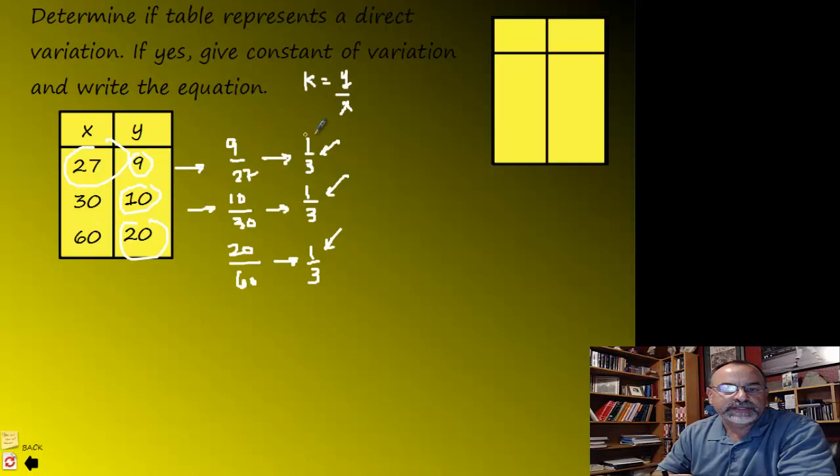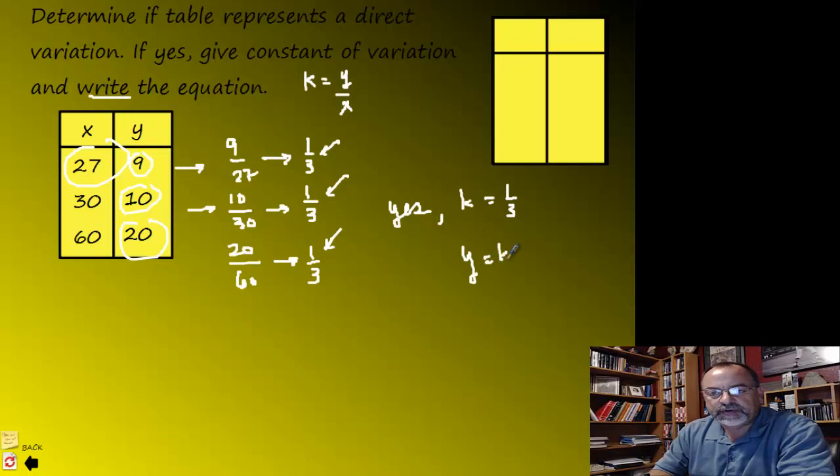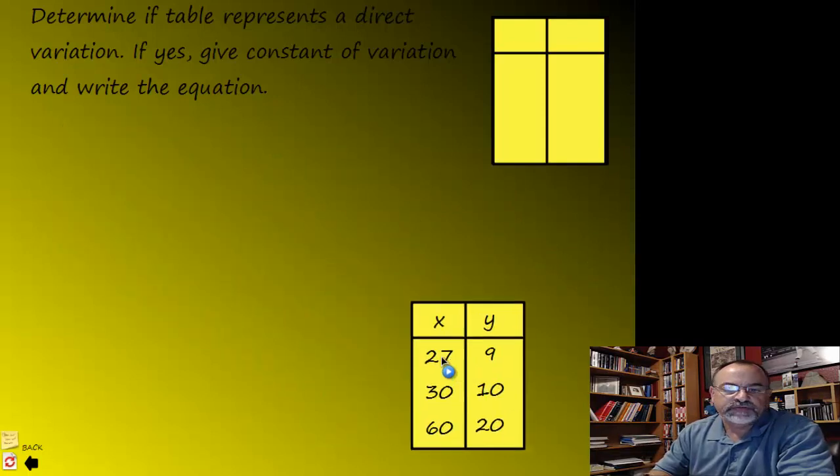So in a problem like this, you have three things to do. Determine if it represents a variation, and we did. The answer is yes, so you want to write that answer. It says next give the constant. The constant is 1/3. It then says to write the equation. So the equation, you remember, is y equals kx. We now know what k is, so we put in 1/3. So this is the equation for the direct variation represented by this table. So you'll always have those three things to do whenever you're doing this type of problem. So make sure you do that for each one.